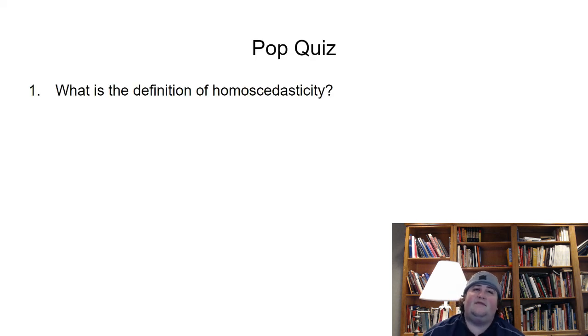Pop quiz. What is the definition of homoscedasticity? Can anyone remember? The variance of the error terms conditional upon the explanatory variable is constant. The variance of the error term conditional upon the explanatory variable xt is constant, or equal to sigma squared, which is a constant.